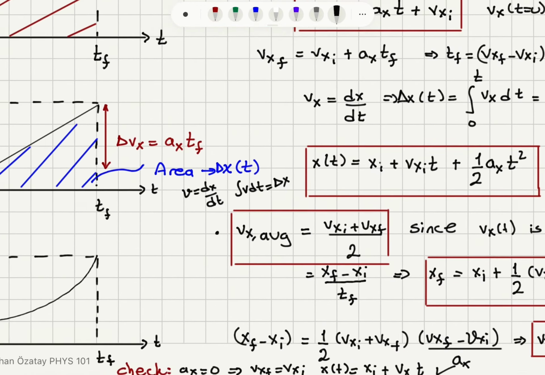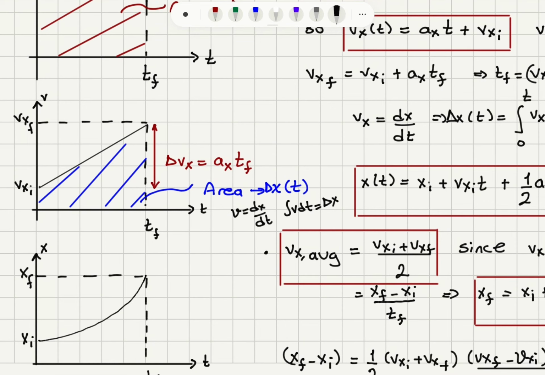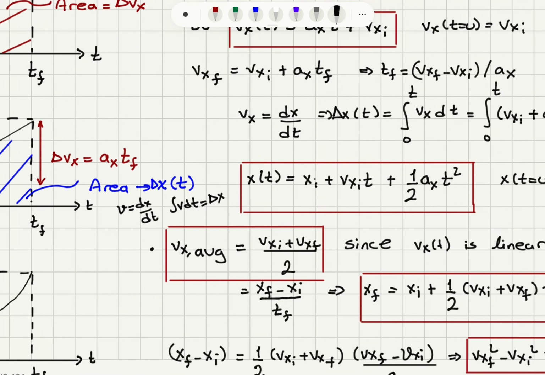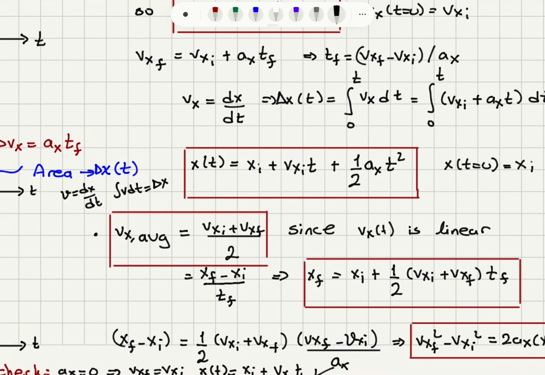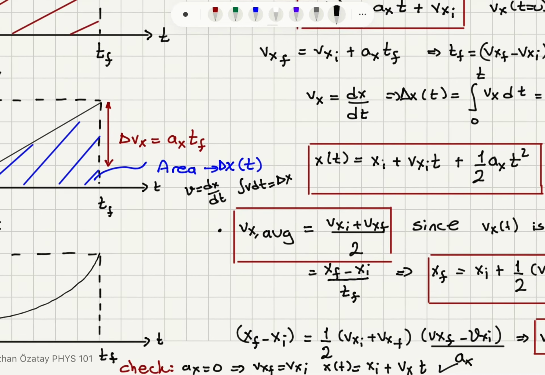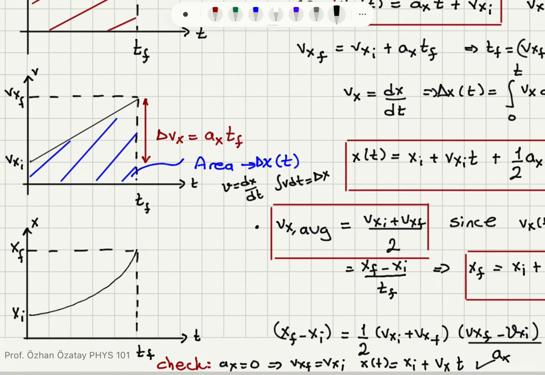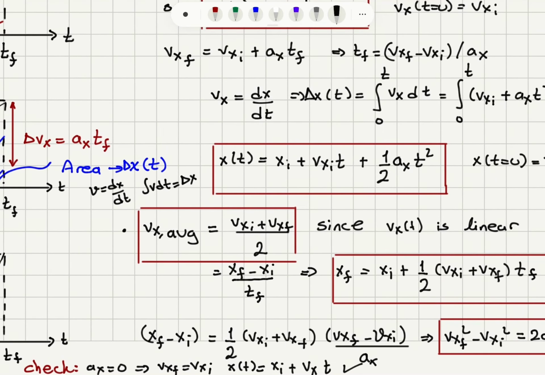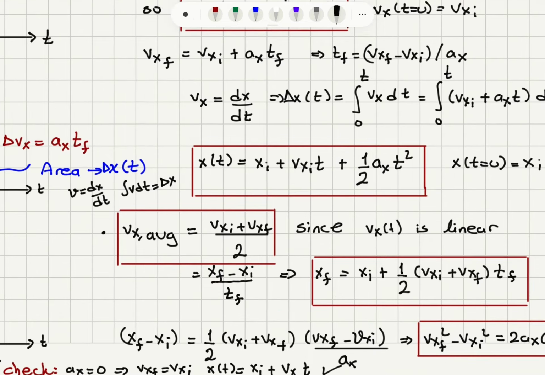For Vx average, because I have a linear plot for velocity versus time, I can simply calculate it as Vx initial plus Vx final divided by 2. It's the algebraic average of the two velocity values at the endpoints, since it's linear. And this will be equal to x final minus x initial divided by t final, because it's the change in position, the displacement, divided by the time interval tf.